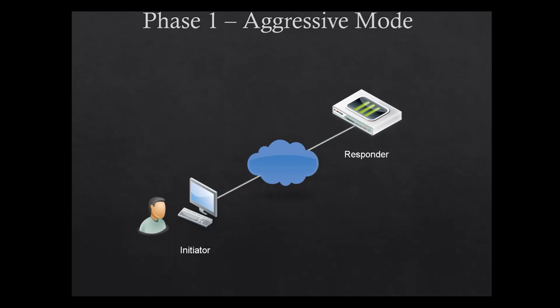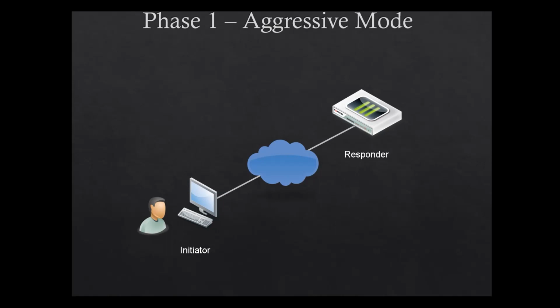Now aggressive mode. Main mode was more like TCP. Have you noticed this? It's like sending the traffic, giving a response, sending the traffic, giving a response, sending the traffic, giving a response. So 6 messages. Aggressive mode is like UDP. I do not really care, I'll just throw the information to you.